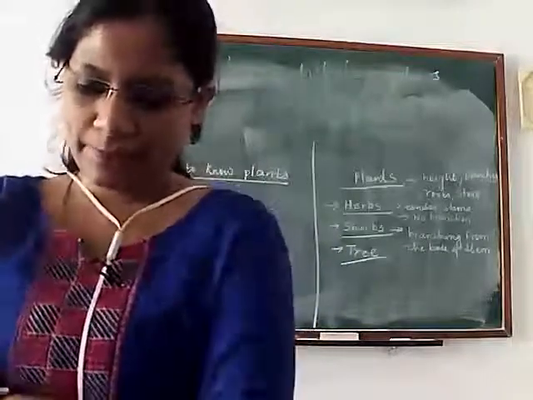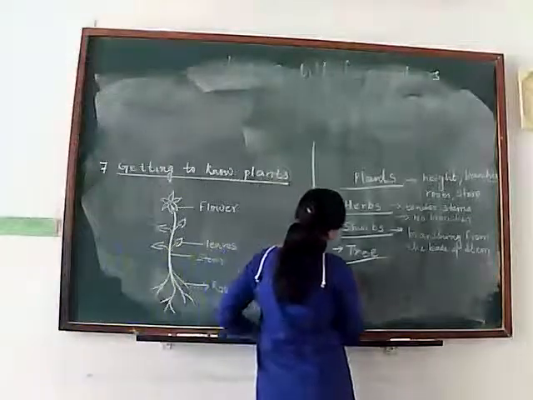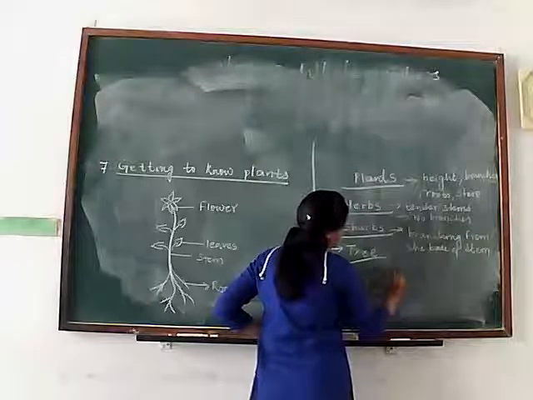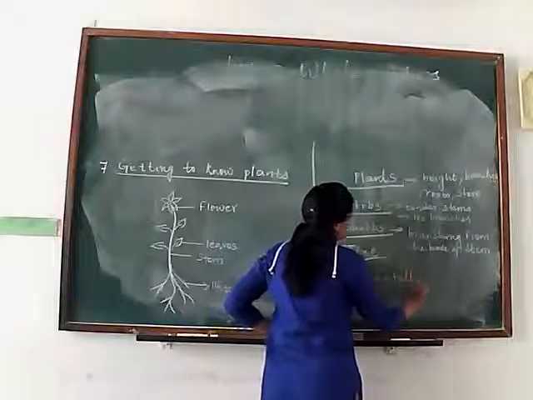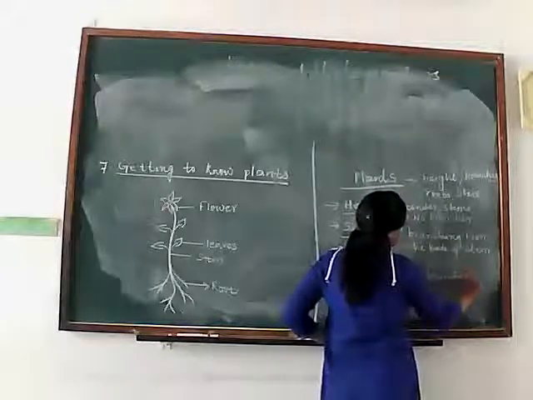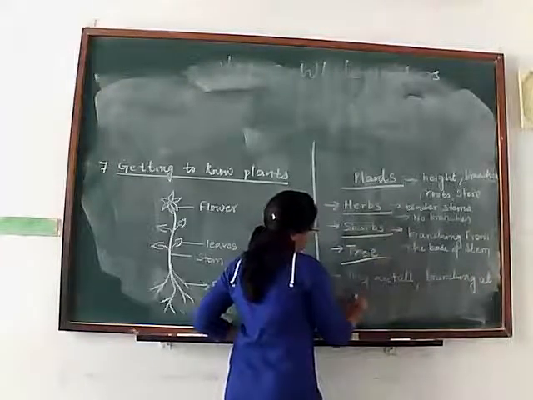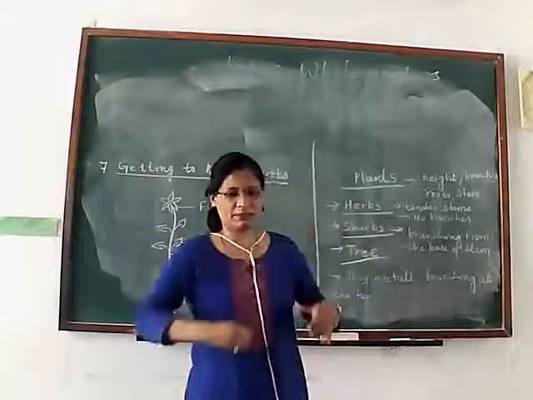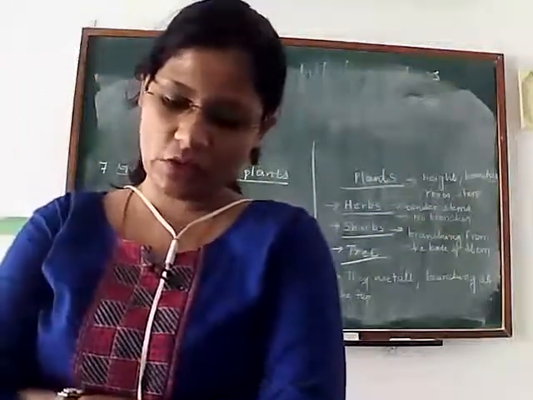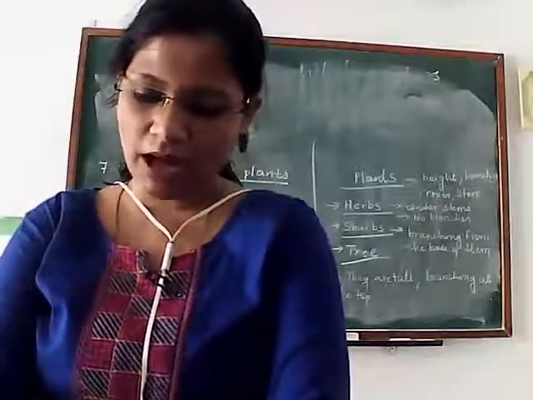Trees. Some plants are very tall, profusely branched. Trees are plants that are very tall and have a hard and thick stem. They have branches arising from the upper part of the stem.